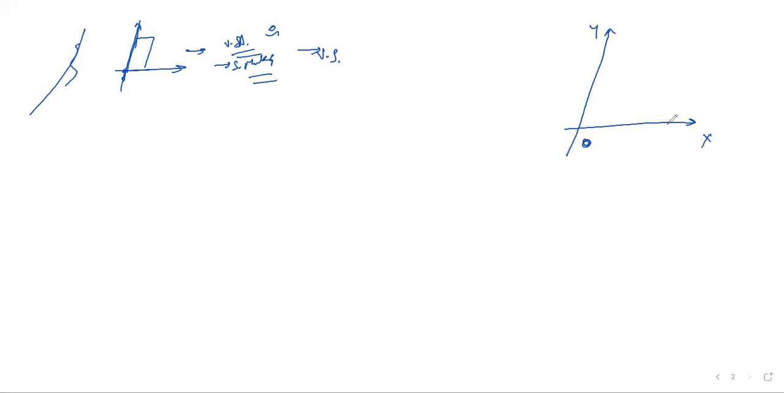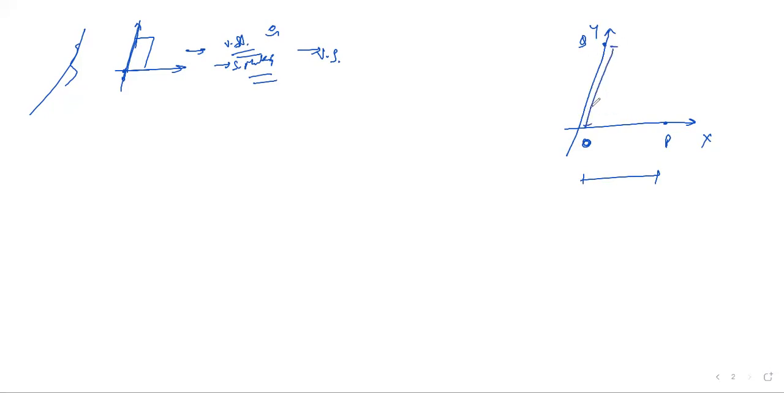Okay, and there is a point P which is at unit distance from this origin on the OX axis, and there is a point Q on the Y axis, and this is also at unit distance from the origin.